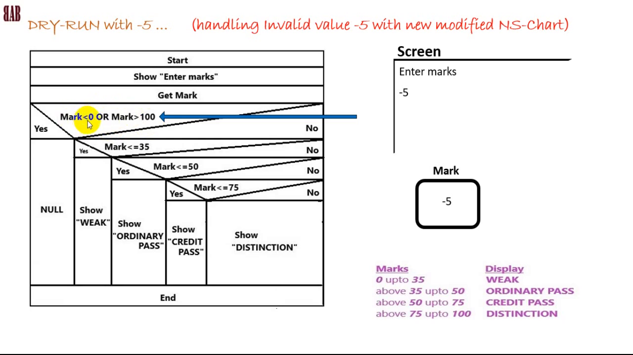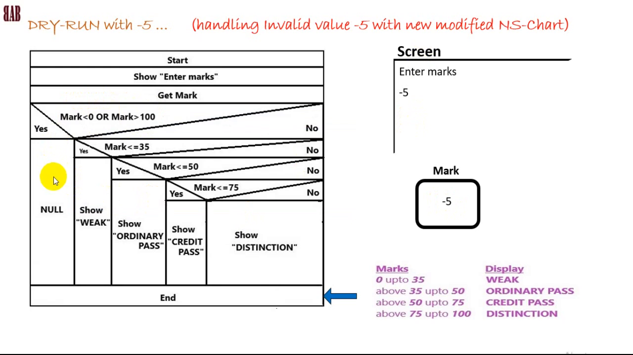So is mark less than 0? Yes, -5 is less than 0. Is mark greater than 100? No, this is false, but this is true. So in the OR, if one side is true, the whole thing is considered true. So this is yes, and it will come to null and nothing gets displayed. See, we are not saying weak or anything. We are just handling that in that manner.